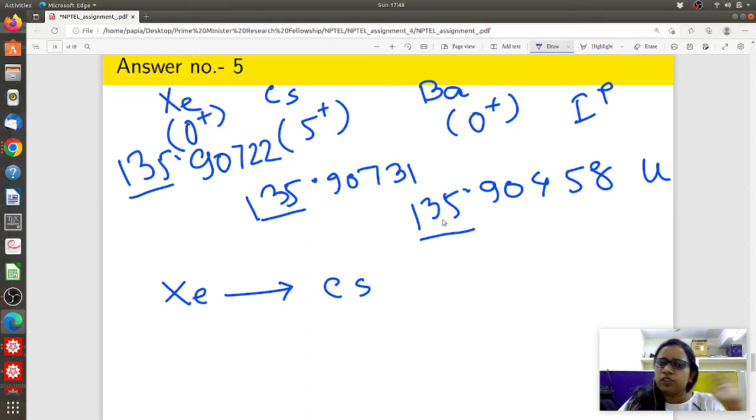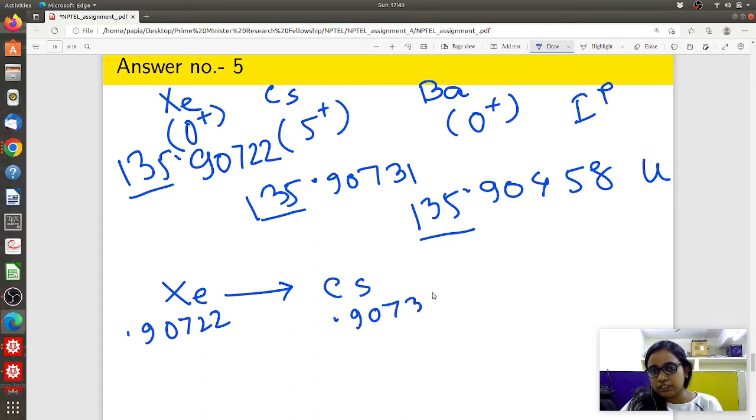So I am not bothering about that 135 big number here. I am just talking about the data after the decimal. So here the data after the decimal is 90722. It's basically not correct to write like that, but I am just writing it in a shorthand notation. And for cesium it is 90731.